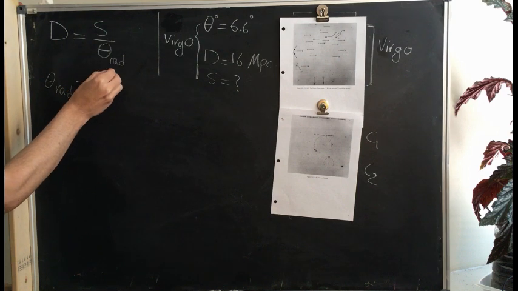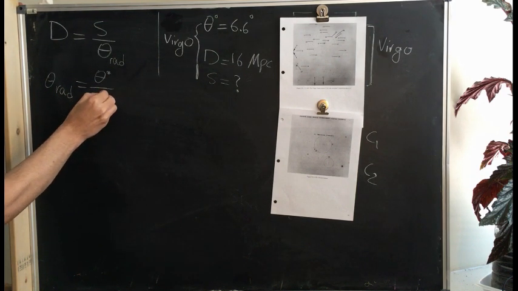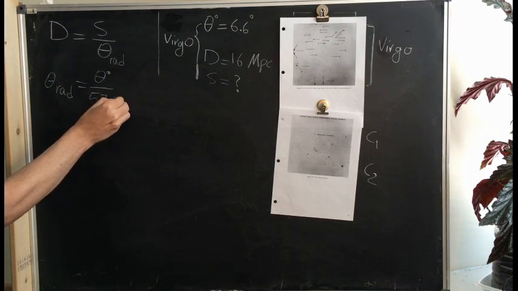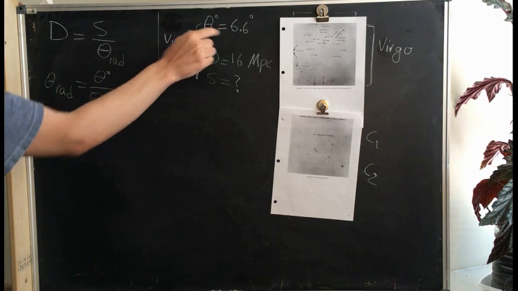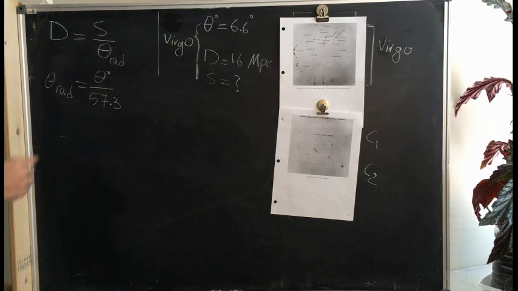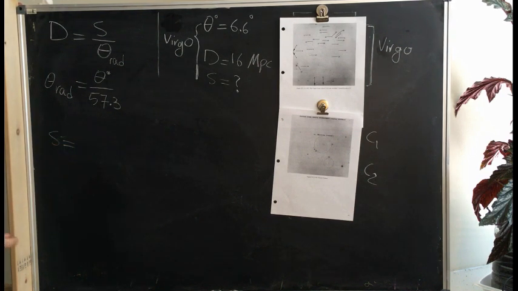We take theta in degrees and divide by 57.3 and we get theta in radian. This is our first step. This theta in degrees is given. It's the problem. Theta in radian is used for true size.